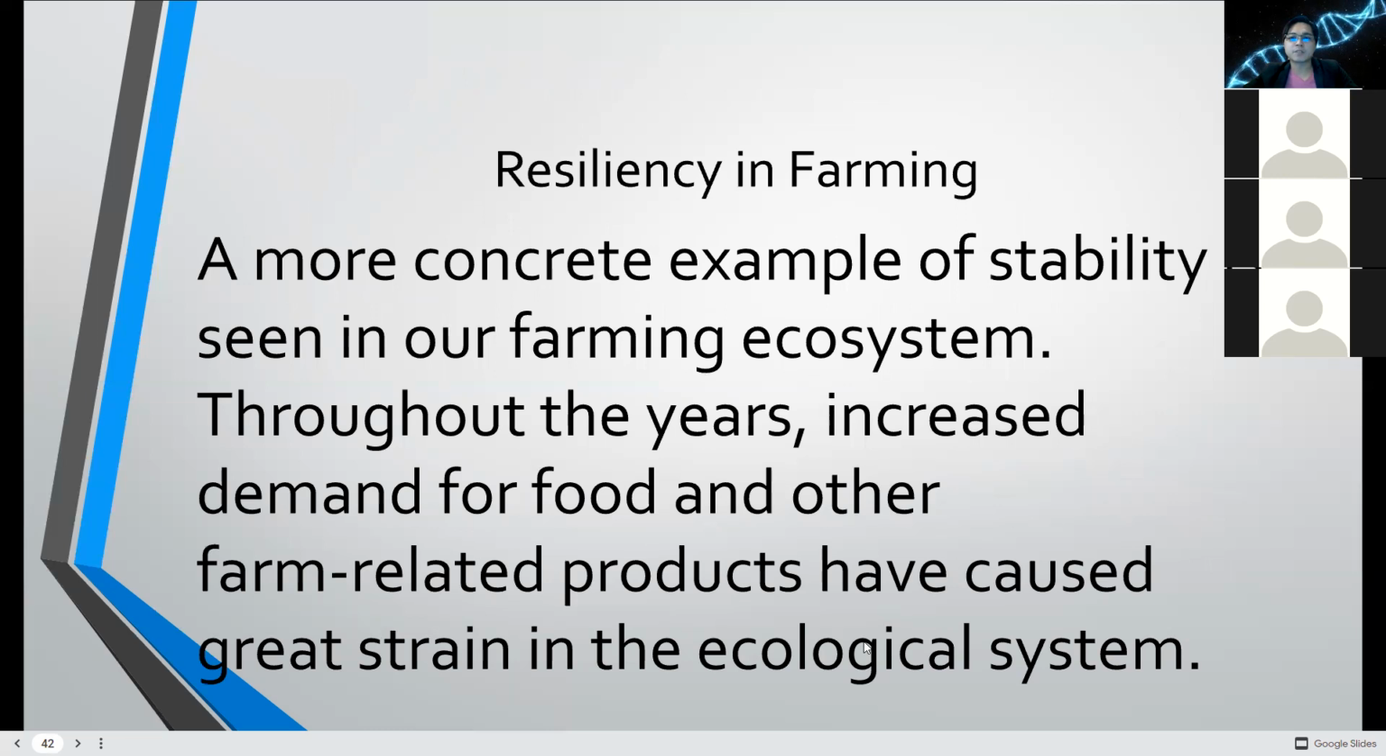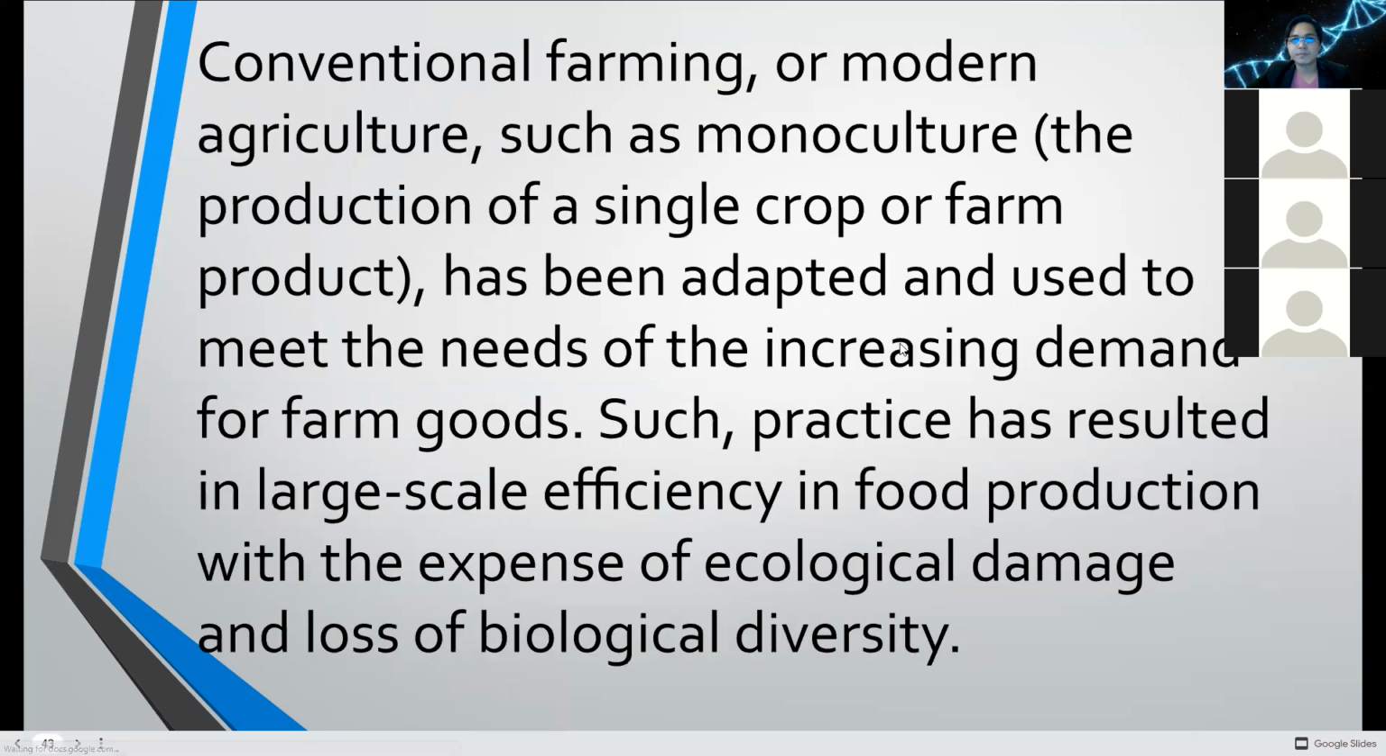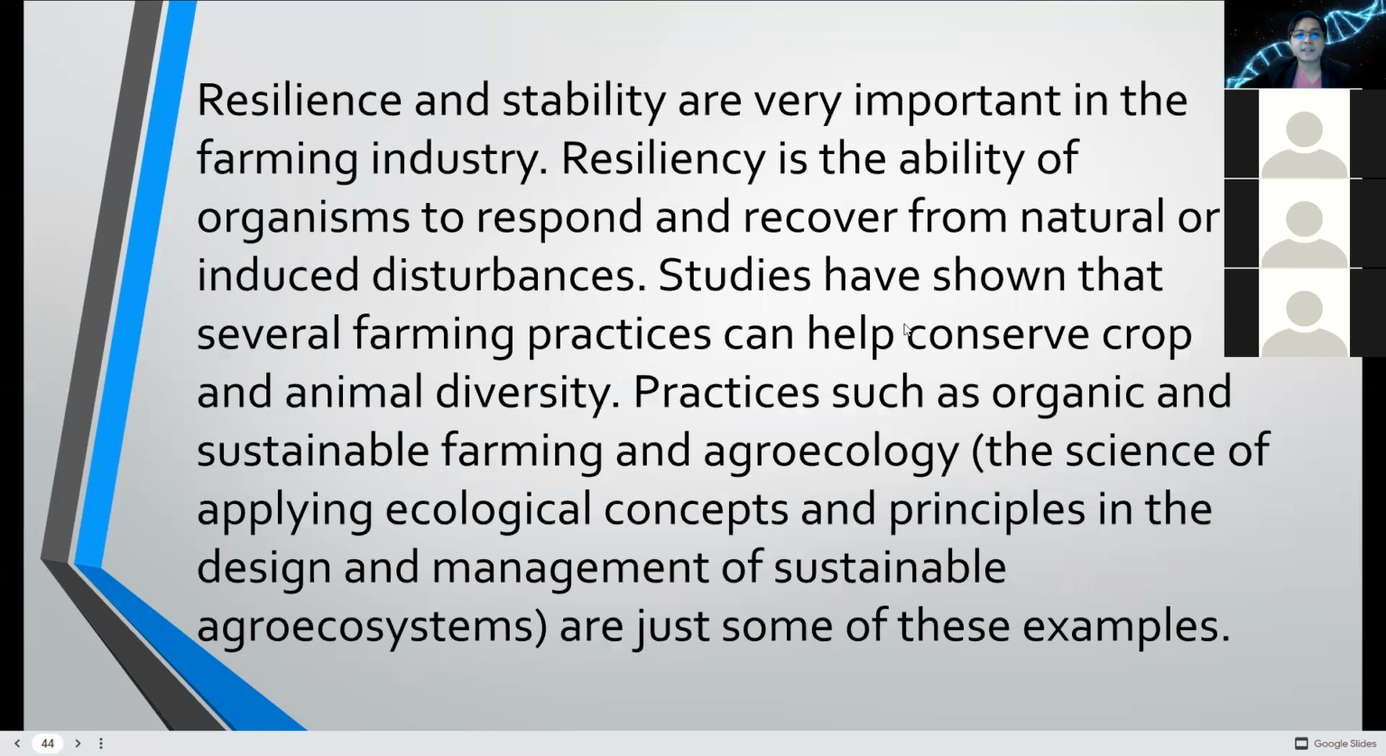Okay. A more concrete example of stability is seen in our farming system. Okay. Throughout the years, increased demand for food and other farm-related products have caused great strain in the ecological system. Conventional farming or the modern agriculture such as monoculture, the production of a single crop or farm product, has been adopted and used to meet the needs of the increasing demand for farm goods. Such practice has resulted in a large scale efficiency in food production, at the expense of ecological damage and loss of biological diversity.